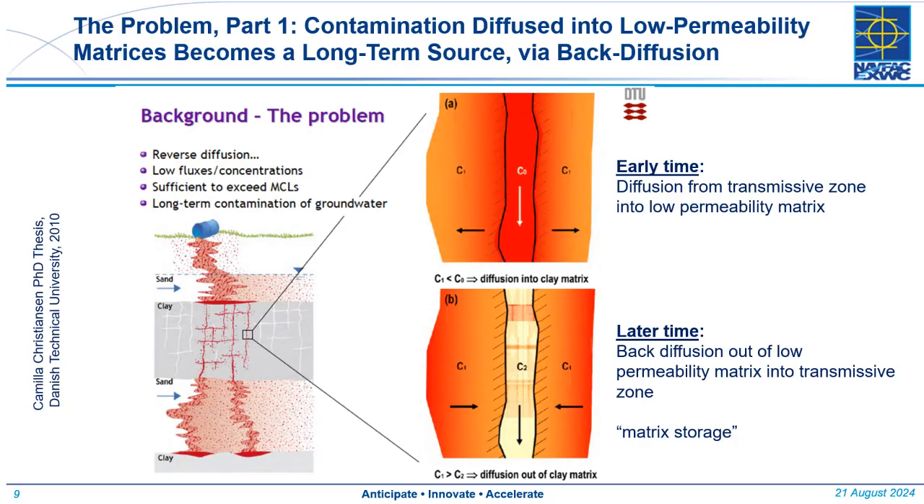Then if we blow that up on the right-hand side, in early time, when we have high concentrations of solvents in the fracture, they diffuse out into the clay. And then in later time, on the lower part of that graphic, when concentrations in the fracture or in the transmissive zone go down, we have back diffusion out of the clay into the transmissive zone. At this point, we have what we refer to as matrix storage, where solvents are stored within the clay matrix or the silt matrix.